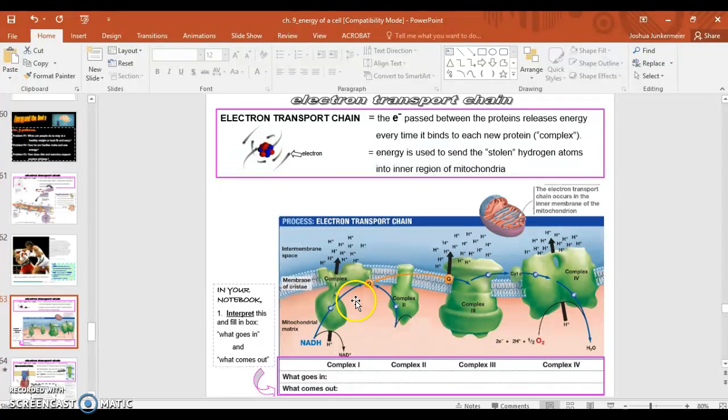Now, our goal is to identify in this table. Complex 1 is this protein. They're calling this protein complex 2, 3, and 4, right? So what goes into complex 1? So you have to study. I'll help you with complex 1, and then your responsibility will be doing 2, 3, and 4.